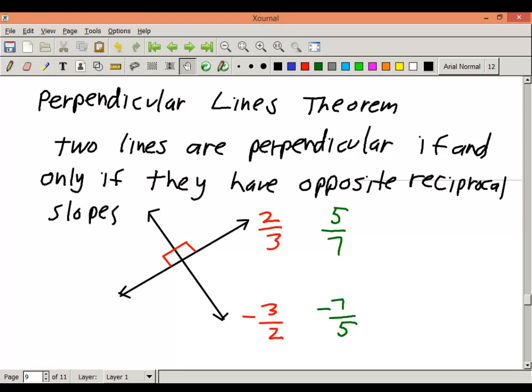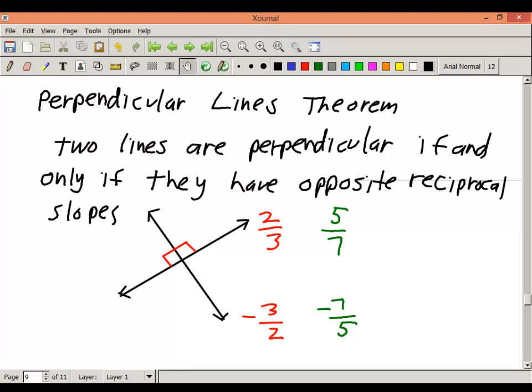So some people get confused about opposite reciprocal. There's really 2 things involved: opposite and reciprocal. Reciprocal, we know what that means. You just flip over the fraction. So we flipped over 2/3 to get 3/2. But opposite means write the opposite sign. So if it's positive, your opposite is now negative, and if your fraction is negative, it's now positive. So 2/3 and -3/2 are opposite reciprocals.